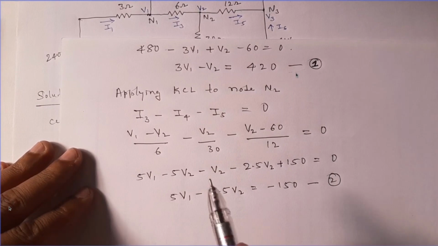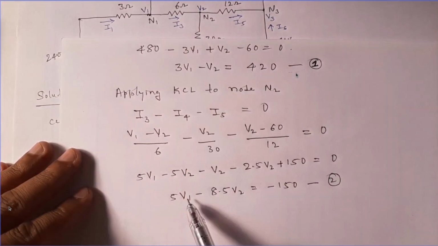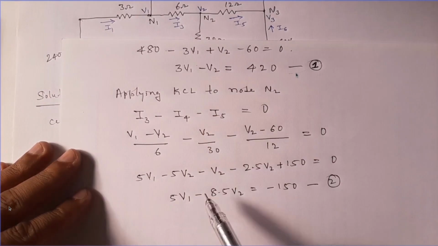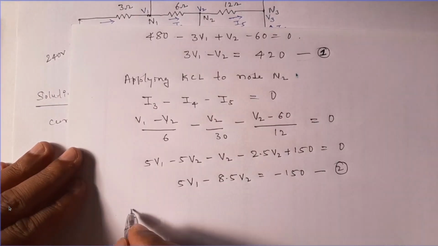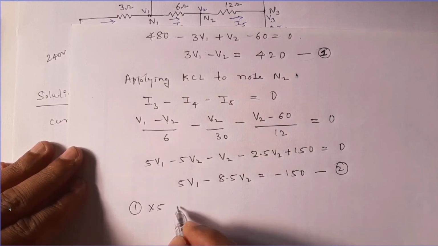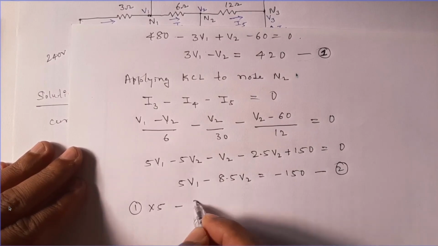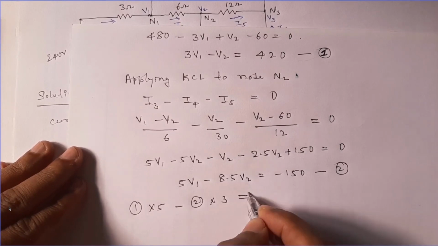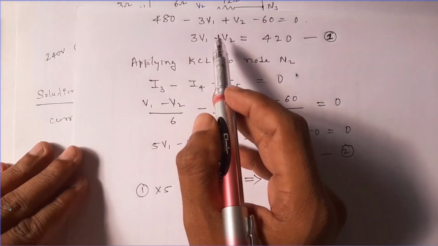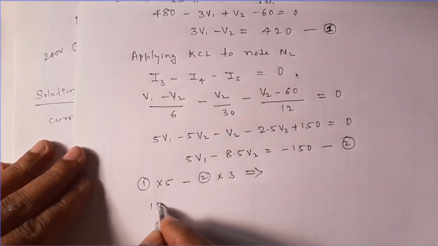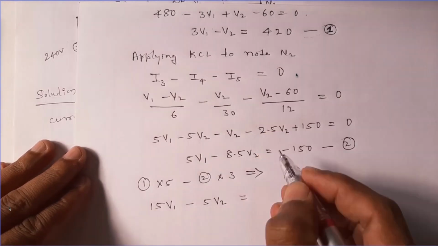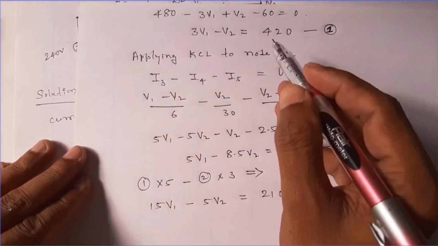Now, to solve for V2, I'll cancel V1 from equations 1 and 2. So equation 1 will be multiplied by 5, and equation 2 will be multiplied by 3. This implies equation 1 multiplied by 5 gives 15V1 minus 5V2 is equal to 420 into 5, which is 2100.